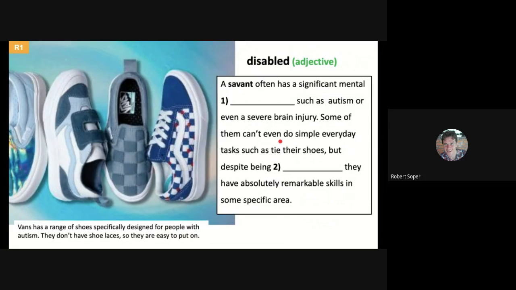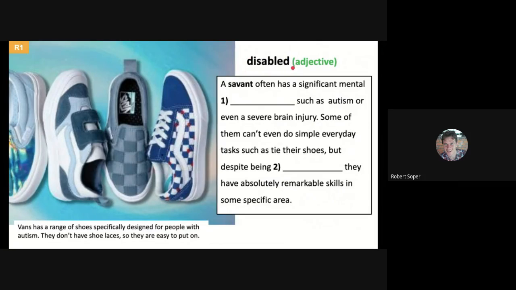Good. Hopefully you came up with the two answers. Let's go through this together. So a savant often has a significant mental disability, such as autism or even a severe brain injury. Notice in number 1, the correct answer was disability. That is a noun. That's the noun form of disabled.